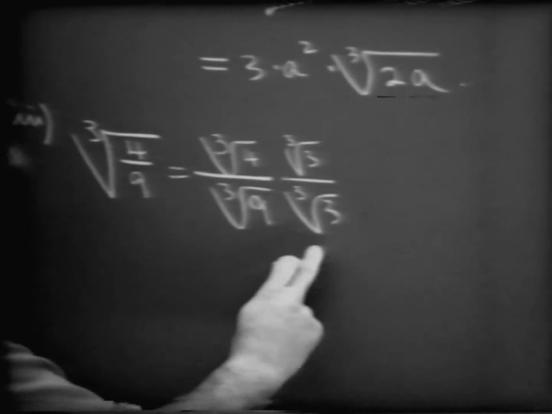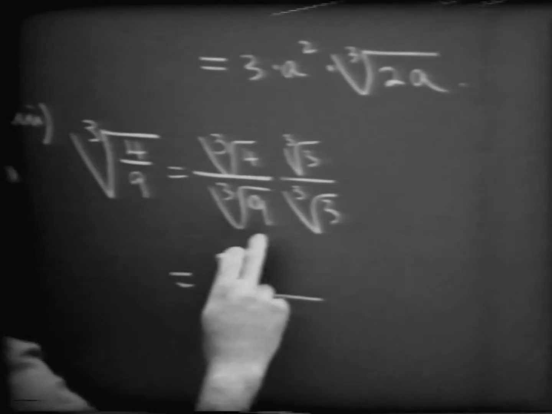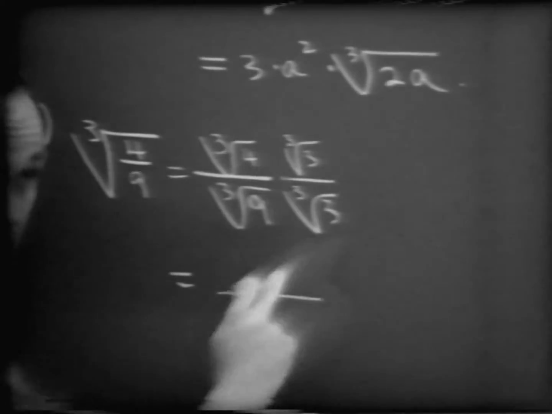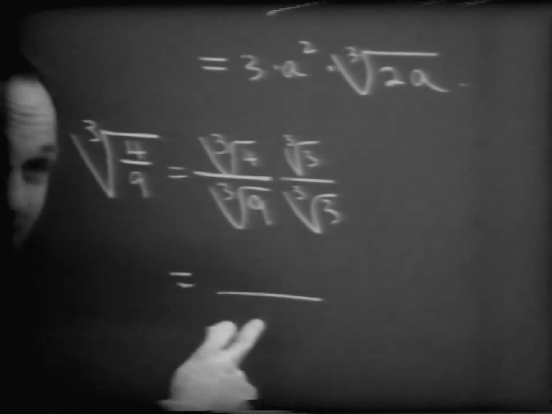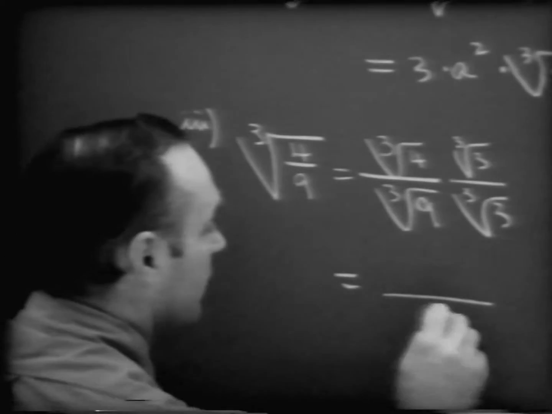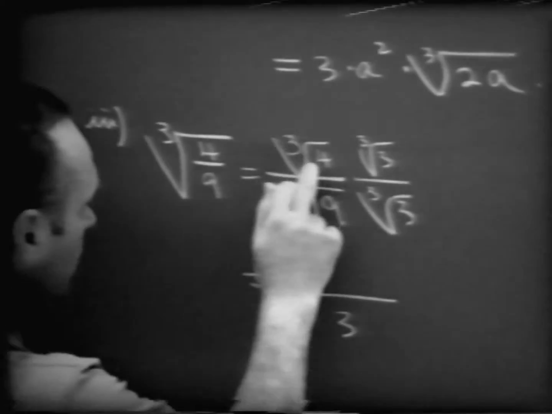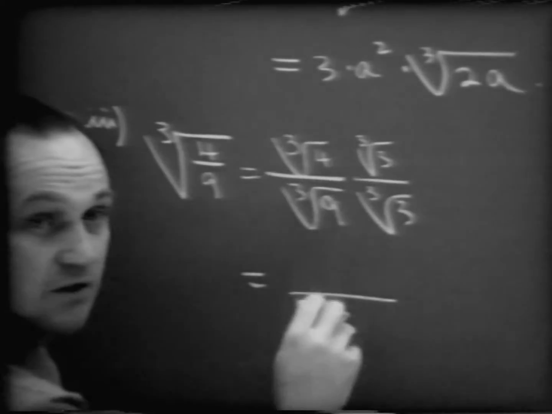Because now we have in the denominator the cube root of 9 times the cube root of 3, which is the cube root of 3 cubed. And of course the cube root of 3 cubed is 3. Now whatever is in the numerator is left, in which we have the cube root of 4 times the cube root of 3. What is that?